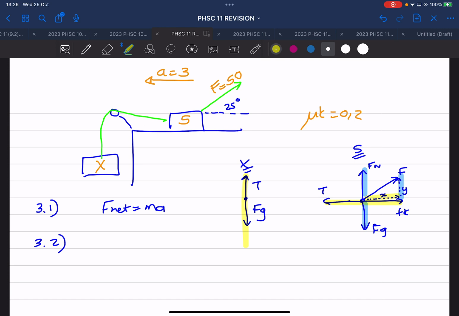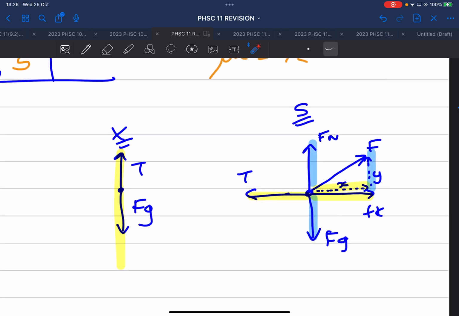Or another way that we can look at it: if I highlight tension yellow here, then tension must be yellow there because it's the same rope. Same rope. How do we know it's going down? They say there that the 5 kilogram block is accelerating to the left. And then this one's going down there.